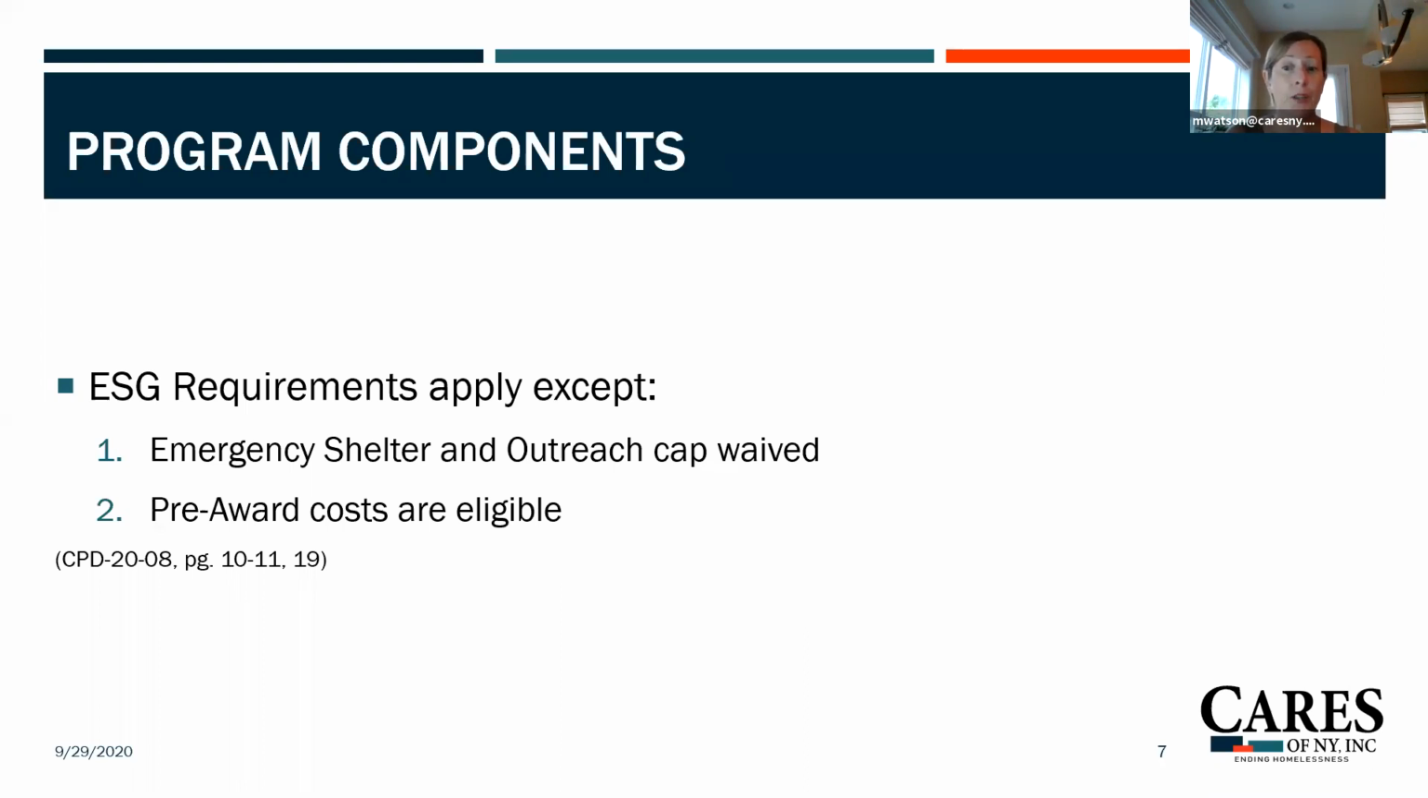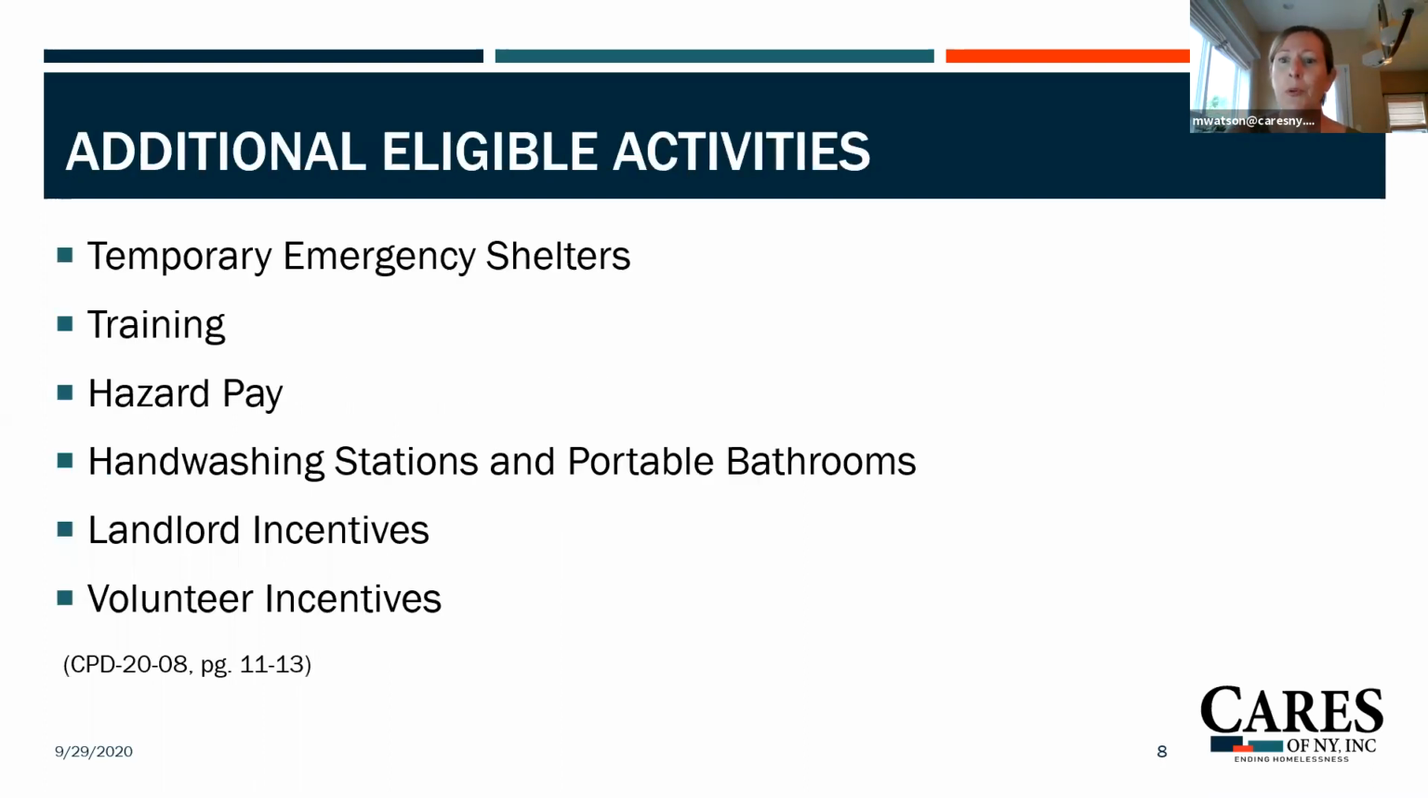Specifically, the regs state that you are allowed to cover or reimburse costs after the date the community first began preventing, preparing for, and responding to COVID, provided they were spent to address COVID, which in Albany, not Albany, we're in Columbia now, sorry, was around mid-March. An important tenet of the ESG-CV regs is that funds must be used to prevent, prepare for, and respond to coronavirus among individuals and families who are homeless or at risk of homelessness.